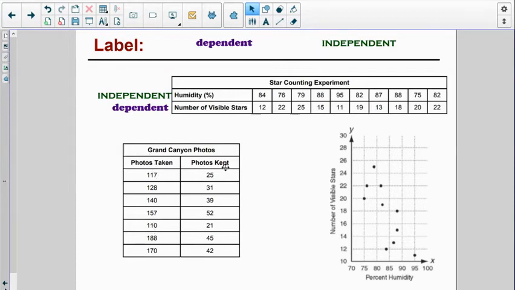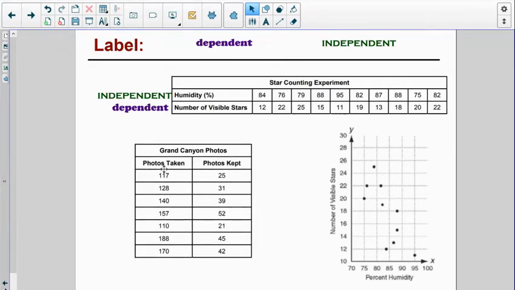When we have a table of values that's vertical, and we have a left side and a right side, the left side happens to be our inputs, our x values, so that's going to be our independent variable, number of photos taken. The right side typically represents your y's, and that's going to be your dependent variable, the number of photos kept. So the number of photos kept depends on the number of photos that are taken.